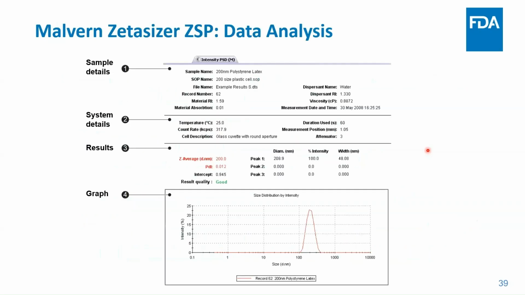And so all of that stuff that we just mentioned can be found here on the post data report. Here, we have sample details, what it is, polystyrene latex 200. We have the refractive index of the material absorption, which I haven't mentioned yet. I think I have a slide in a little bit about that. That's for when we're trying to calculate a different kind of distribution. And then dispersant, refractive index, viscosity.